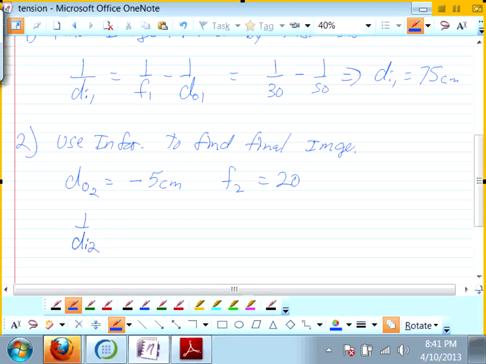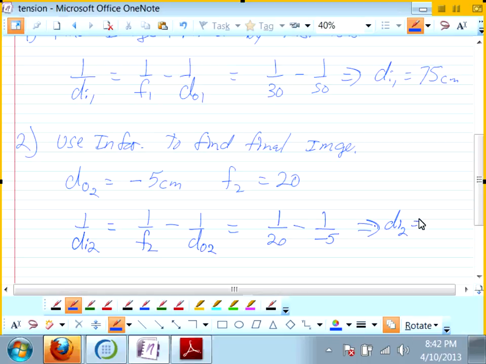So now we find our image. 1 over DI2, our final image, is 1 over F2 minus 1 over DO2. 1 over 20 minus 1 over -5. And the image is at 4. Kind of an interesting number. Okay. That's what I got.